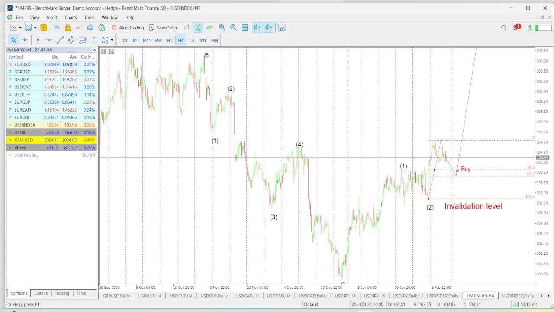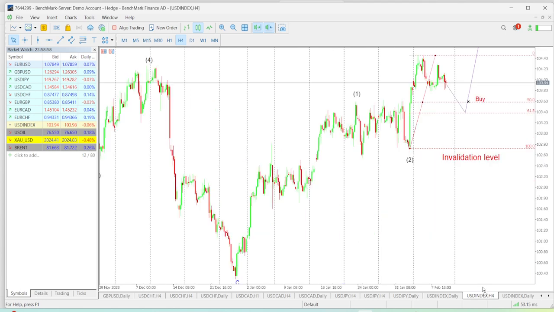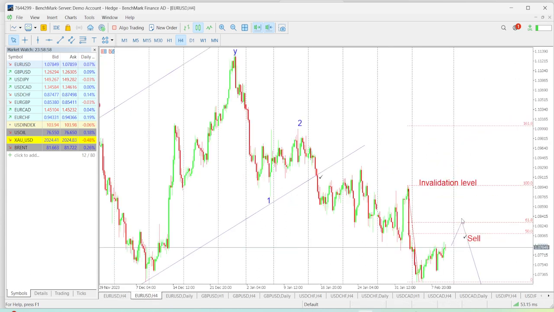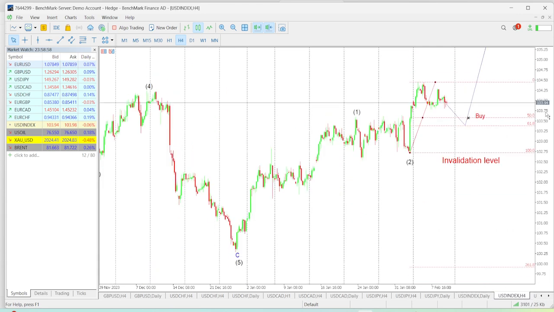We have first wave, second wave here. Invalidation level is here. I expect that the price to bounce from this Fibonacci level and after that to continue going up. The same thing is for euro dollar here. I will trade euro dollar. The indexes are very expensive for trade.